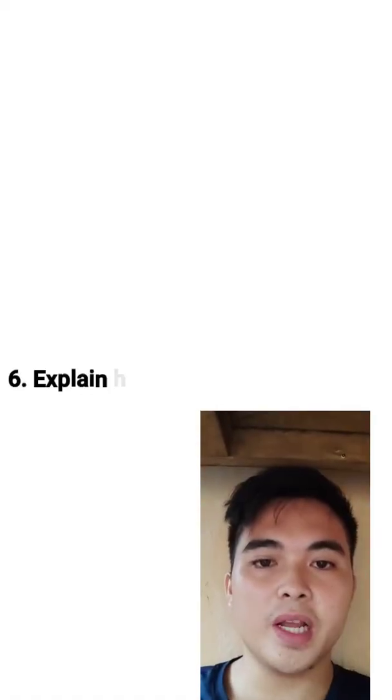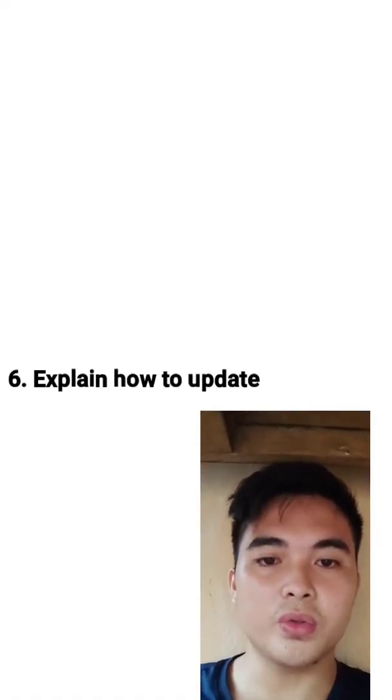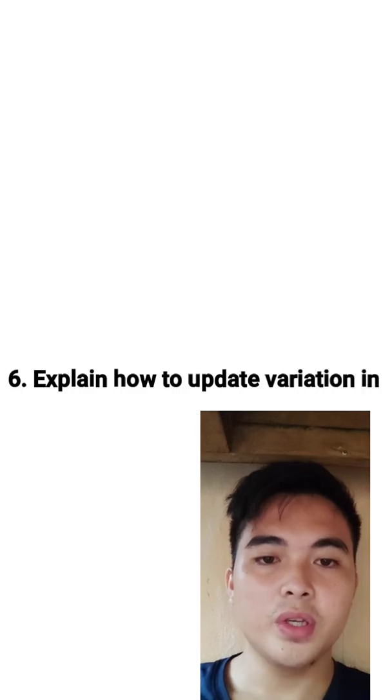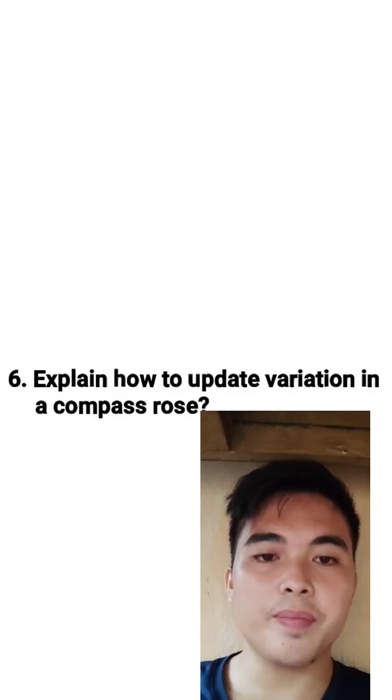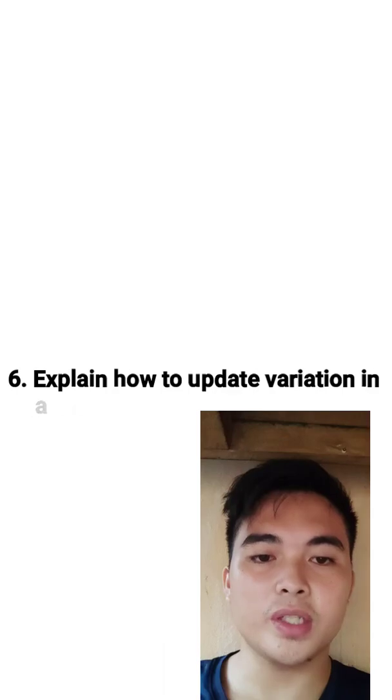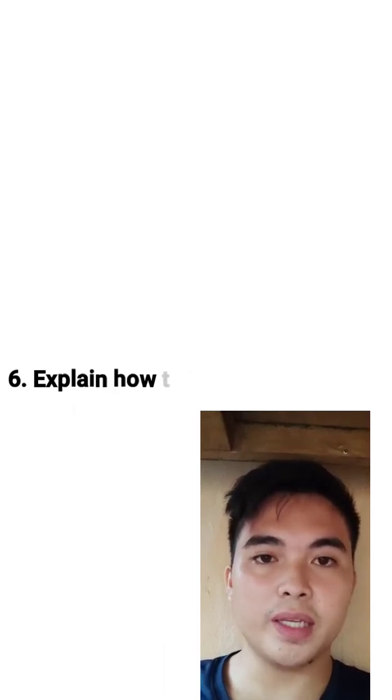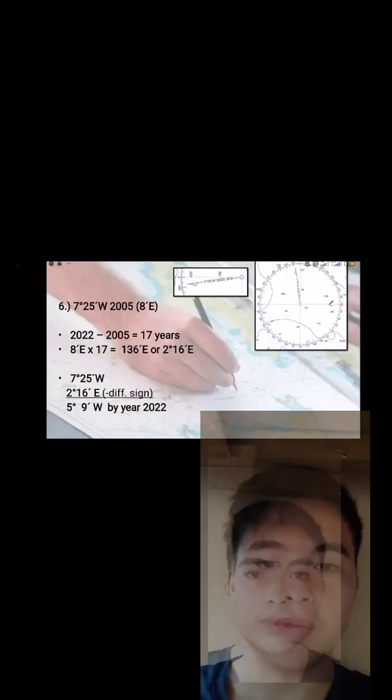So number 6, explain how to update the variation in the compass rose. To update the variation in the compass rose, we just need to get the difference between the date of the variation and the present update date, and then multiply it by the annual change. After we get the product of the number of years and the annual change, we will add it to the variation to update it.